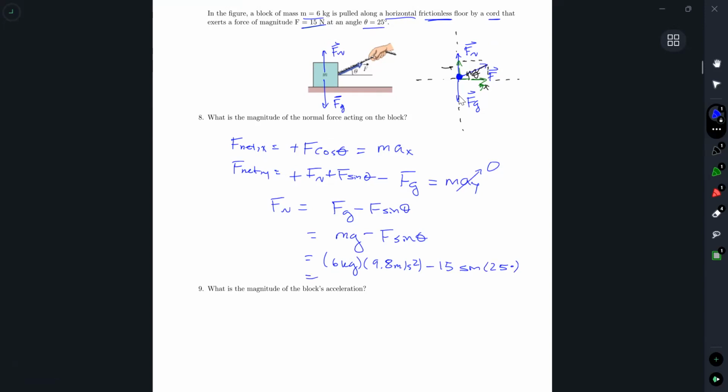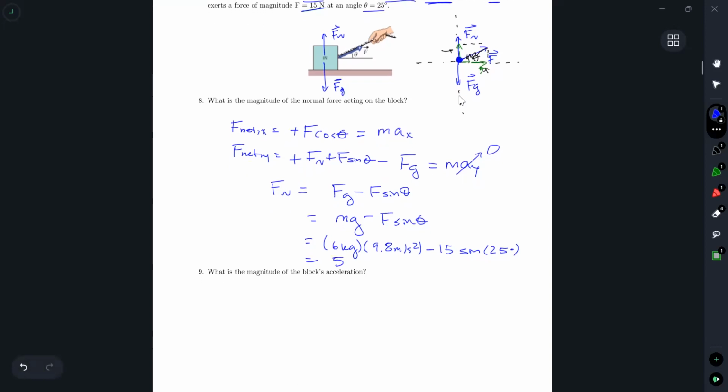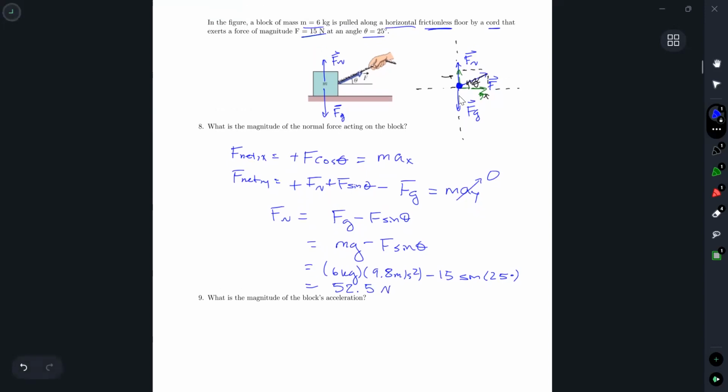But I didn't really care that that's what I was asked for until I had set up all my net force equations, drawn my free body diagram, all those things. 6 times 9.8 minus 15 sine of 25 should be 52.5. Yeah, 52.5 newtons. 53 if we're rounding.